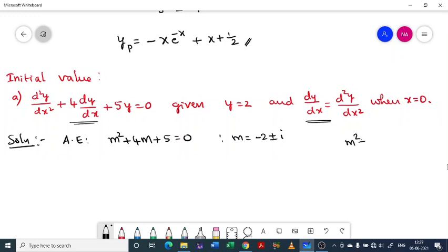So m square plus 4m plus 4 will be equal to minus 1. 5 is 4 plus 1, and we split it and take the 1 to this side.